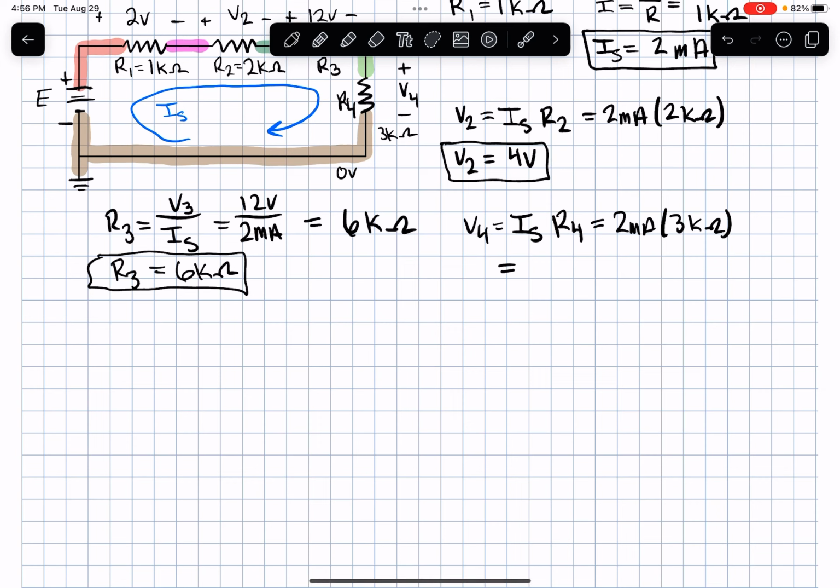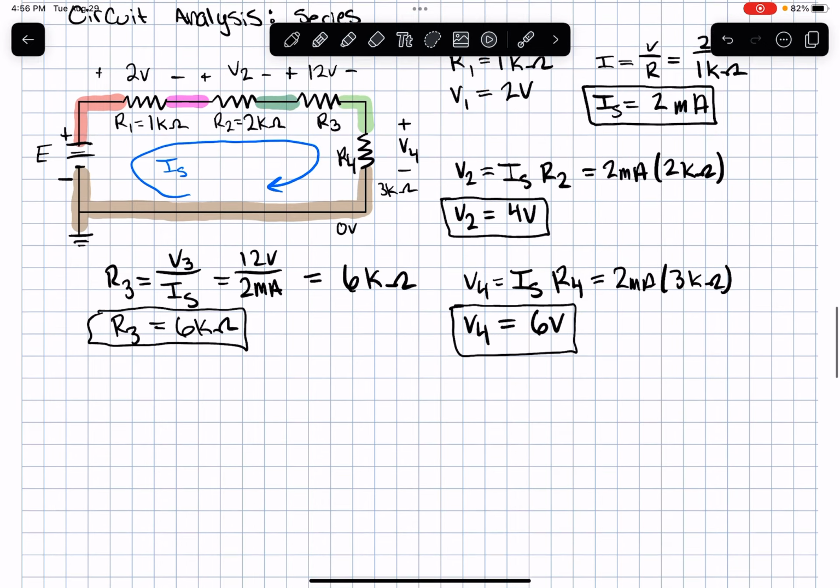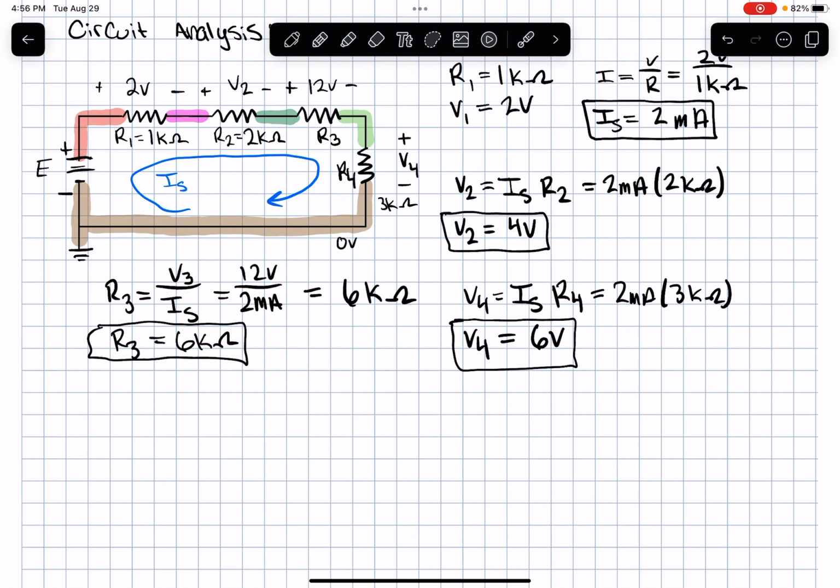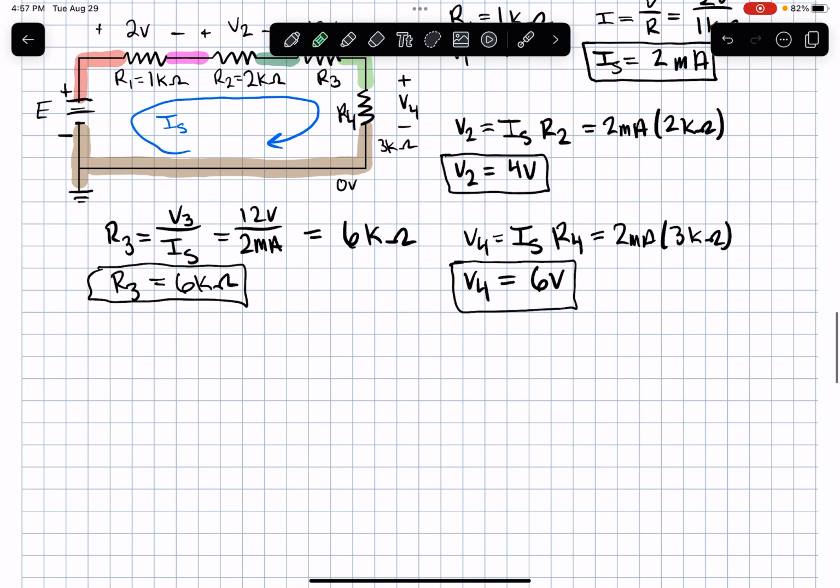And so that gives us 6. 2 times 3 is 6. Milli and kilo cancel out. Amps times ohms is voltage. That's our V4. Right? So does that give us everything? So we pretty much got this. So we need to find the voltage source now.